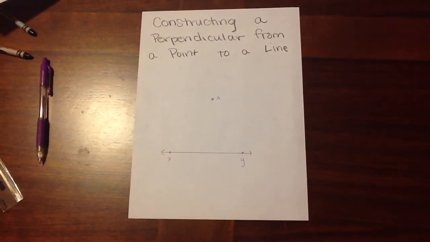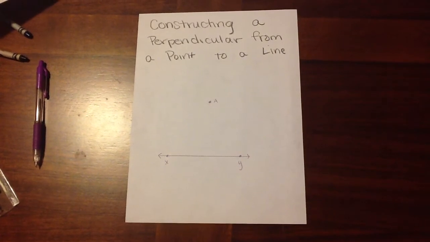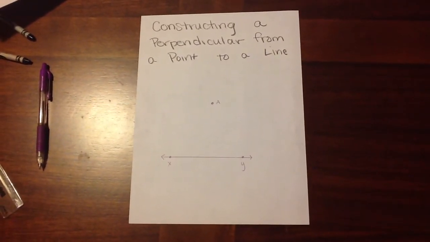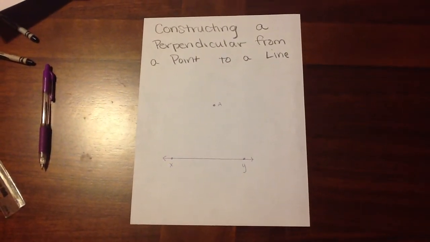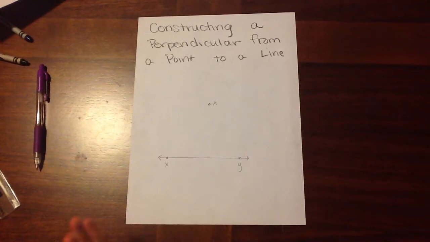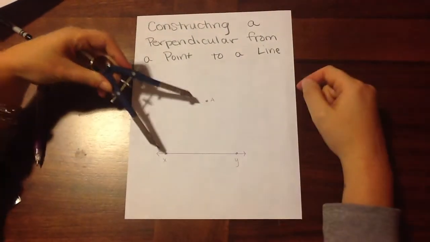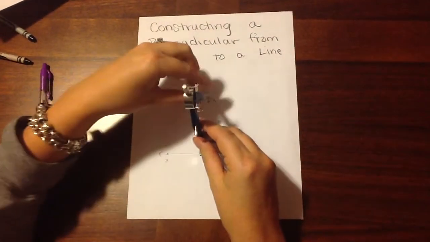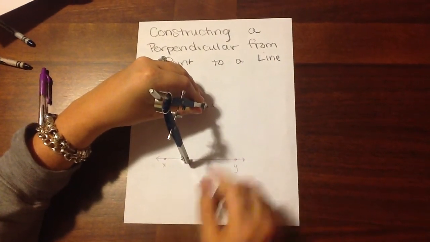So you'll see in front of me I have a point A and I have line XY, and my goal is to construct a perpendicular from A to XY. Now remember that perpendicular lines are lines that intersect to form a right angle, so that's my goal here. What I need to do is I need to start with my pointed tip on A, and then my pencil portion is going to go just below XY, so as long as it's a little bit beyond the line.